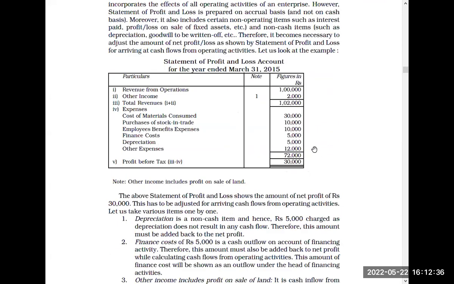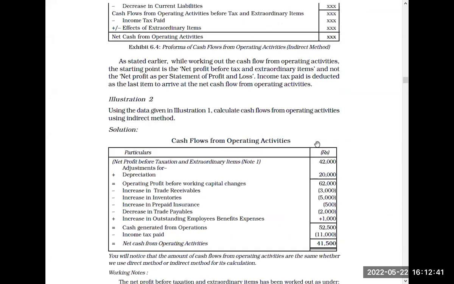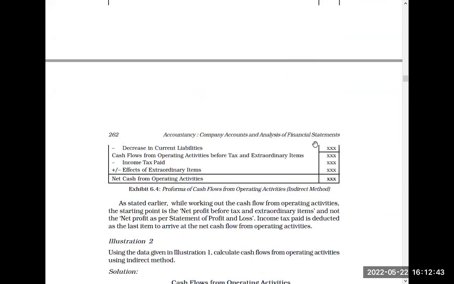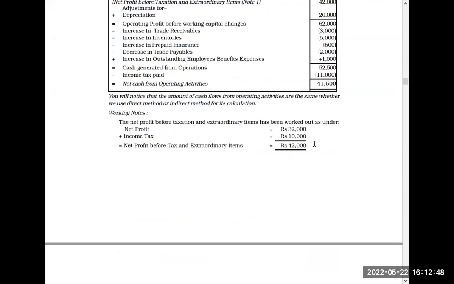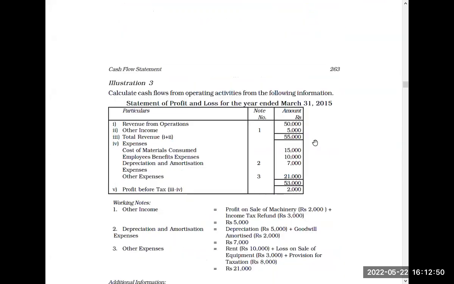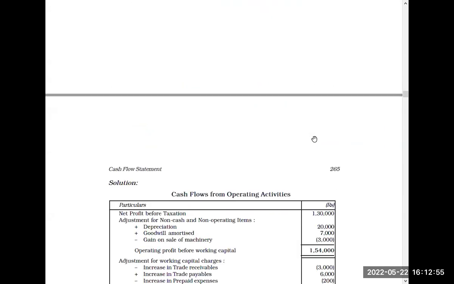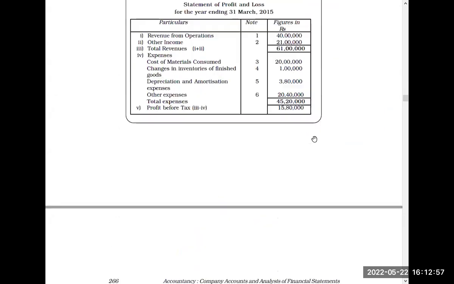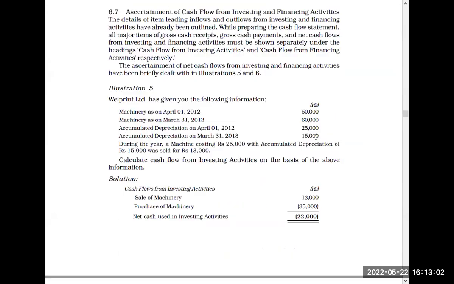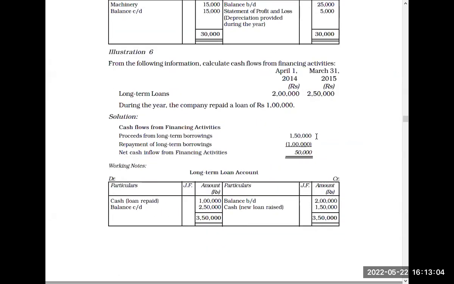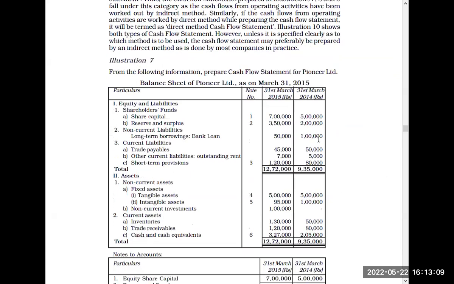Yeah, I told you only indirect method, no? This format already we discussed. Okay. Take this question, illustration number 2. Okay, let's talk about illustration number 1 again. Yeah. Preparation of cash flow statement.